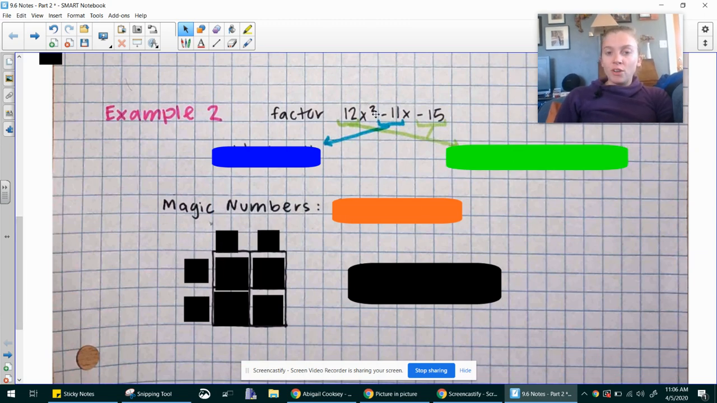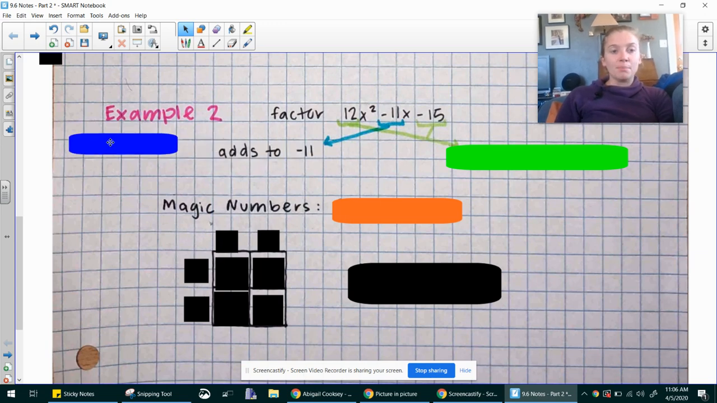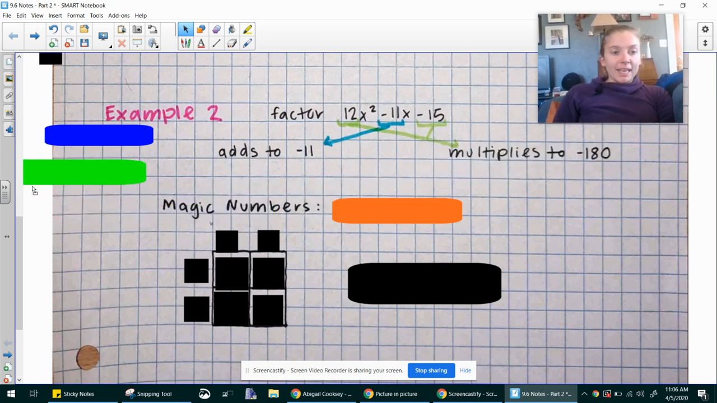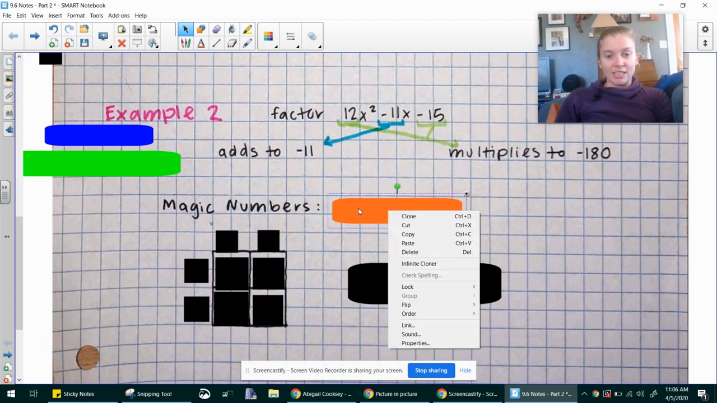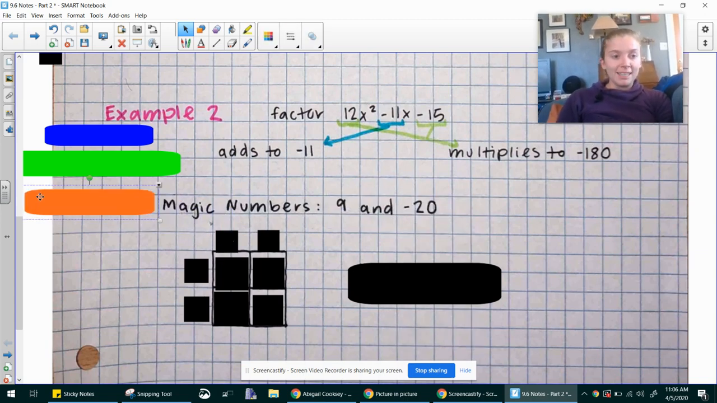Here we're factoring 12x squared minus 11x minus 15. Our adding number is negative 11, and we know it's negative because of that minus sign in front. Our multiplying number is negative 180 because 12 times negative 15 equals negative 180. And as we showed in the previous video, the magic numbers are 9 and negative 20.